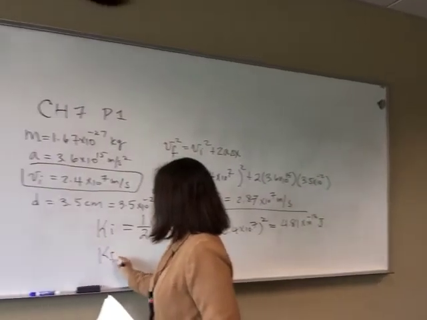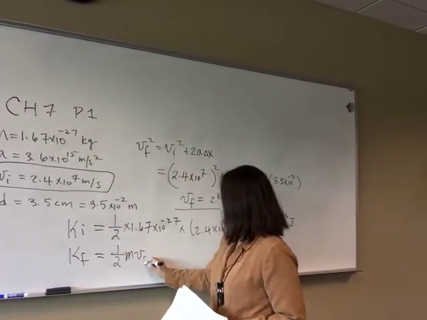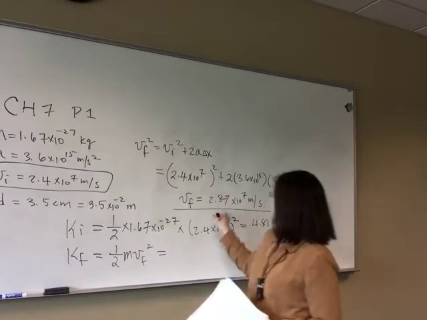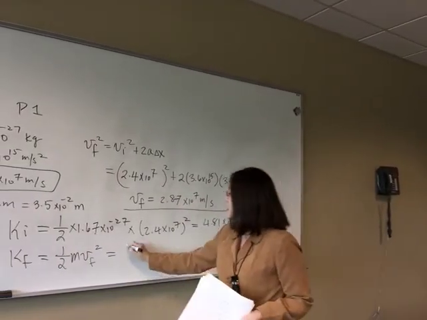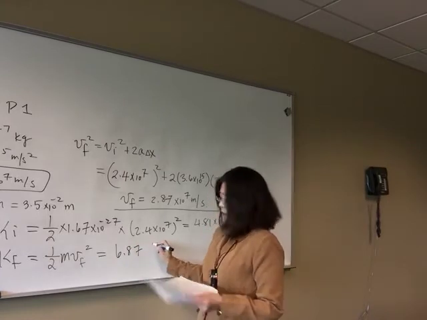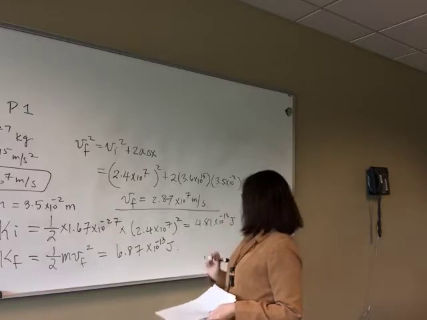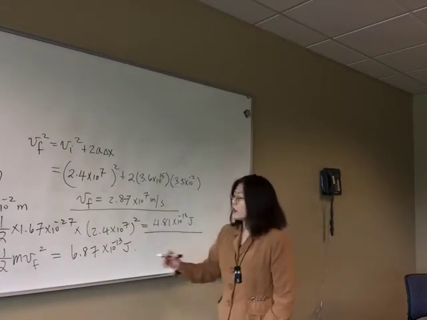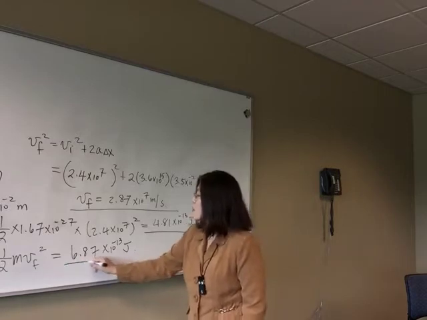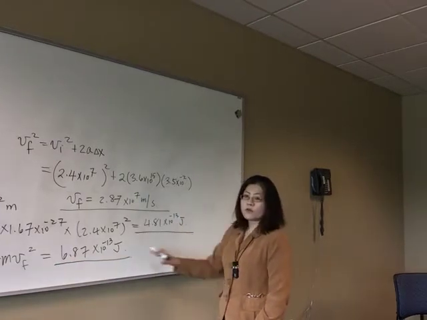What about the final kinetic energy? For your final kinetic energy, you still use 1/2 m v squared. So I'm just going to write down m and then vf squared. After you plug in the numbers, your vf, of course, is from that equation. You should get 6.87 times 10 to the negative 13 joules. Okay? So you have this amount of energy initially, and then after it's accelerated, it has attained the kinetic energy of that value.